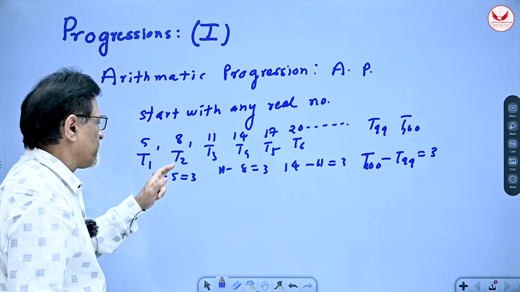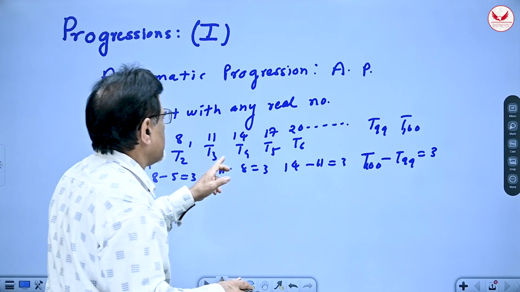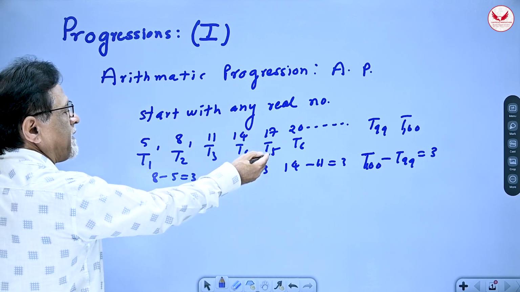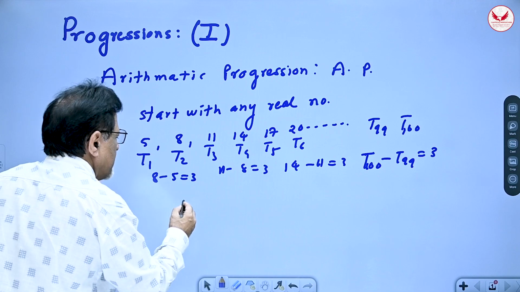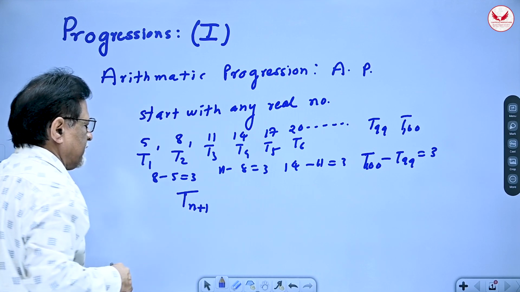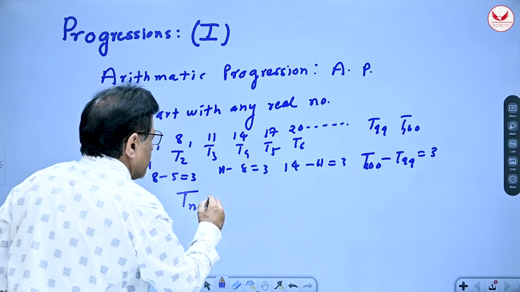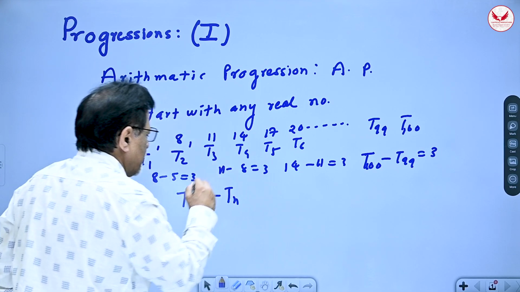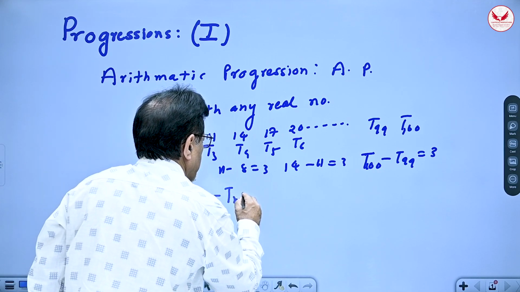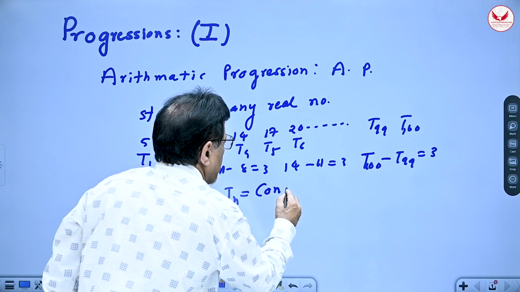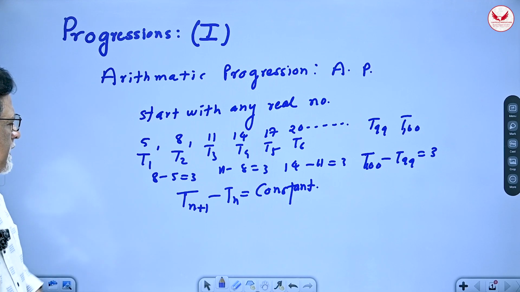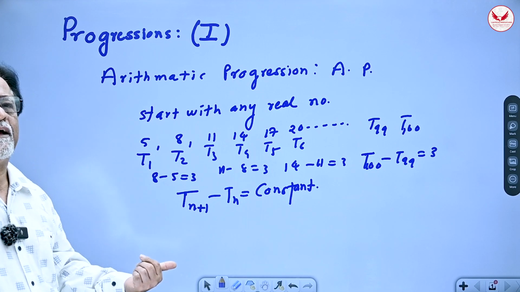T1, T2 are consecutive terms, T2, T3 are consecutive terms, T3, T4 are consecutive terms, T5, T6 are consecutive terms, T100 and T99 are consecutive terms. In general, if the next term is denoted by Tn plus 1, then the previous term will be Tn. So Tn plus 1 minus Tn, this difference will always be constant, never change. Correct? So in Tn plus 1, you can replace n by any natural number.